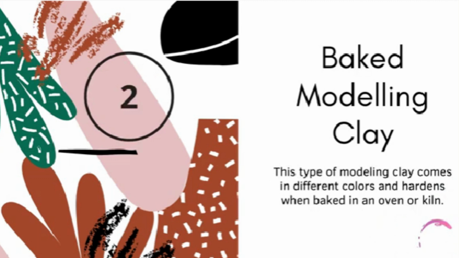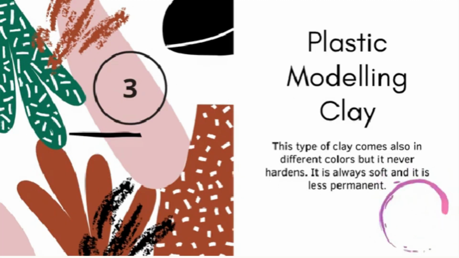And the second one is baked modeling clay. This type of modeling clay comes in different colors and hardens when baked in an oven or kiln. And the third one is the plastic modeling clay. This type of clay also comes in different colors, but it never hardens. It is always soft and it is less permanent.